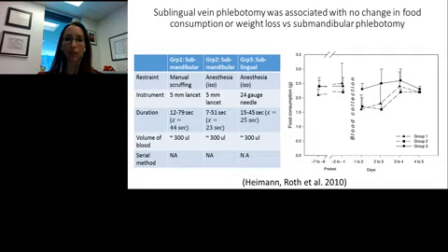And then they looked at food consumption. They measured several days before the phlebotomy, and then you can see where they've indicated they've done the blood collection and then measured food consumption for several days after. And you can see that Group 3, which was the sublingual vein collection, had higher food consumption than the two groups that had submandibular phlebotomy.